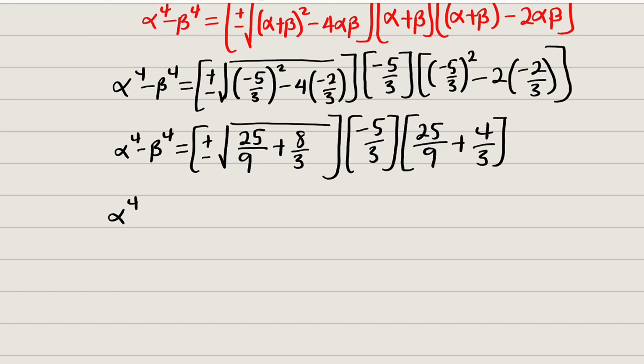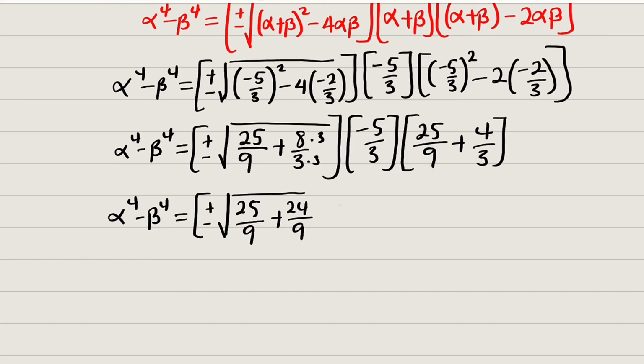Alpha to the power of 4 minus beta to the power of 4 is now equal to plus or minus into the square root of. Now we can make this one to have a common denominator by multiplying this by 3, multiply this by 3 as well. We have 25 divided by 9 plus 24 divided by 9. Multiply by negative 5 over 3.